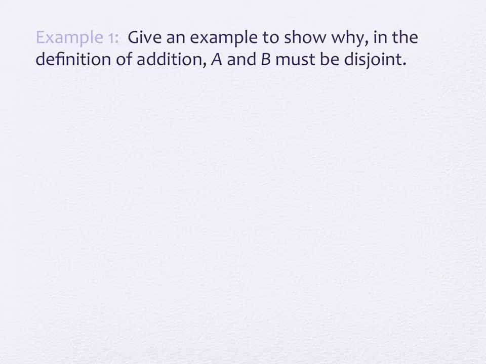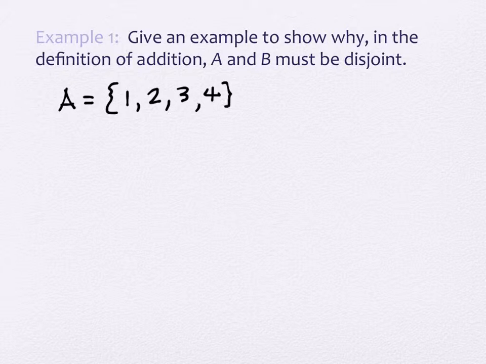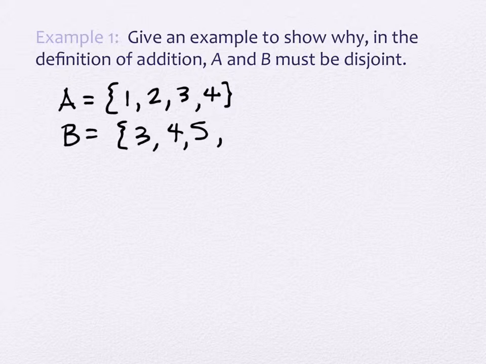This says to give an example of why, in the definition of addition, A and B must be disjoint. So an example means let's create actual sets A and B, and they're not disjoint. They have something in their overlap, okay? I'm going to do it with a list of numbers, or you could do it with a Venn diagram. So set A is 1, 2, 3, and 4. And set B has to include something that's in A, so let's include a couple of things, 3 and 4, and then also 5, 6, and 7.